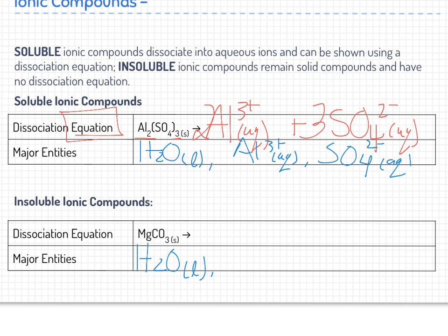Looking at magnesium carbonate, it is insoluble, looking on the back of our periodic table. Therefore, when I put magnesium carbonate in water, there will be no dissociation equation. So there is no equation. It does not dissolve. If it doesn't dissolve, the major entities, well, I've got water. I tried to add it to water, so water is there. And because it didn't dissolve, it's going to be listed all together. They did not separate into ions. And again, it is still solid. It is insoluble in water.